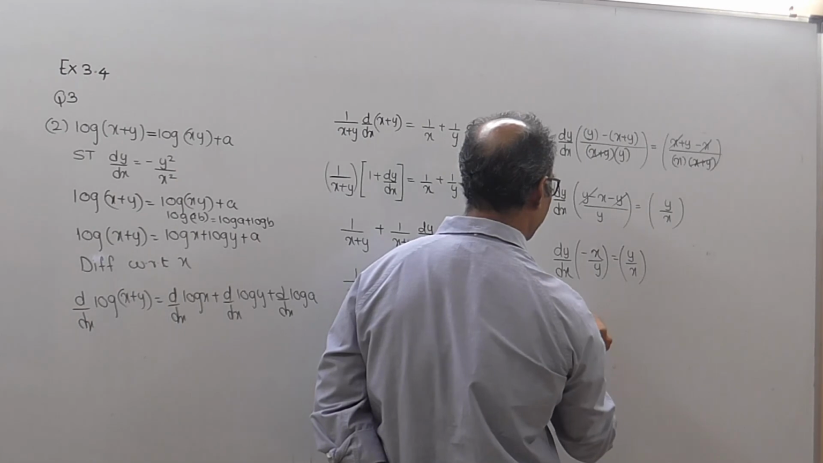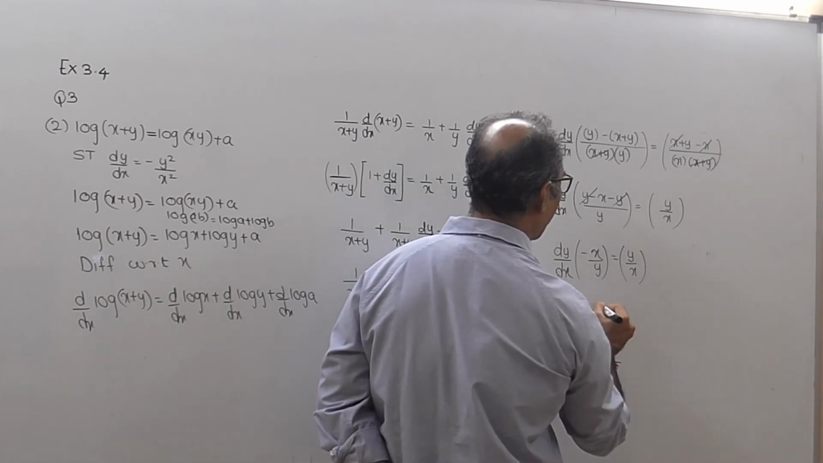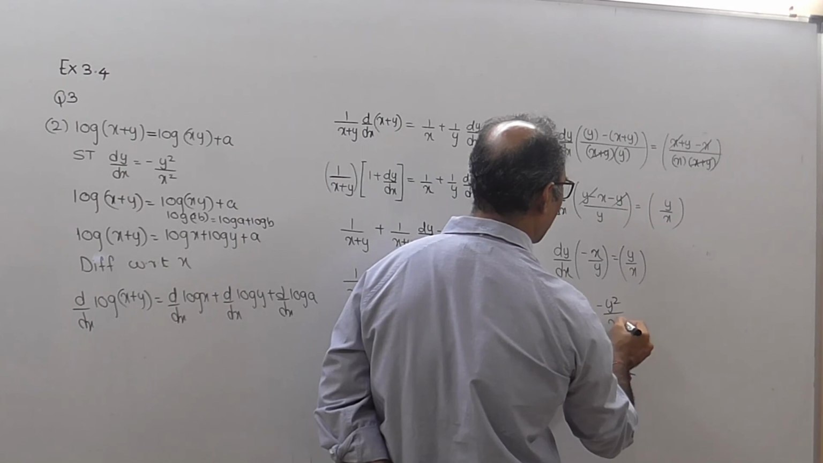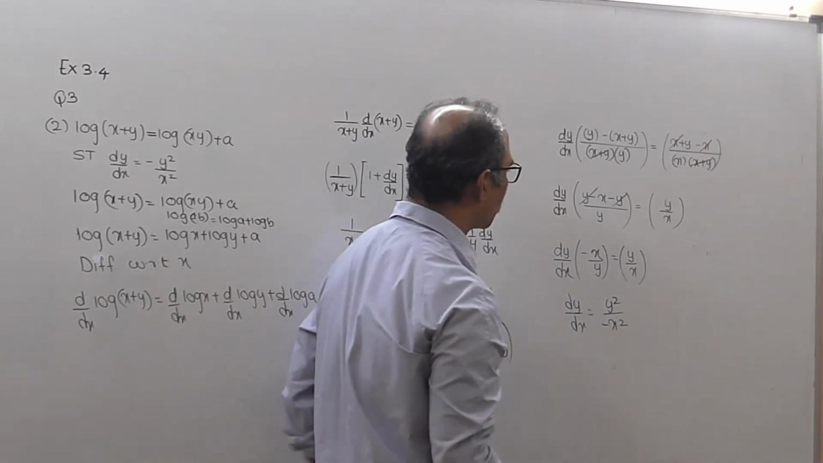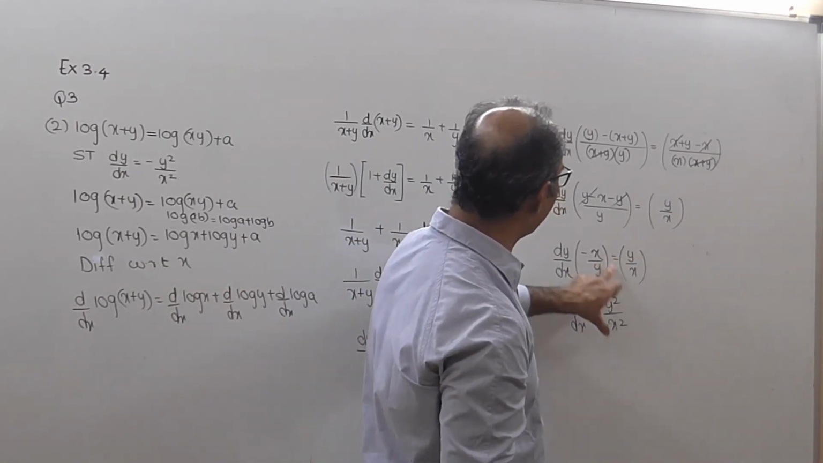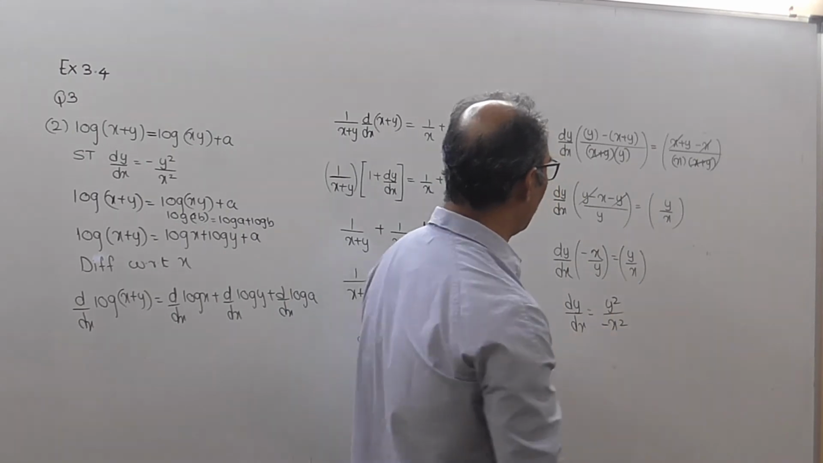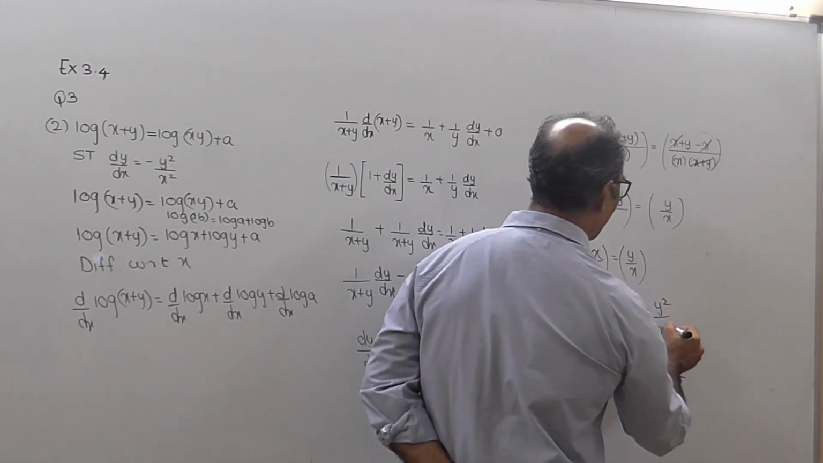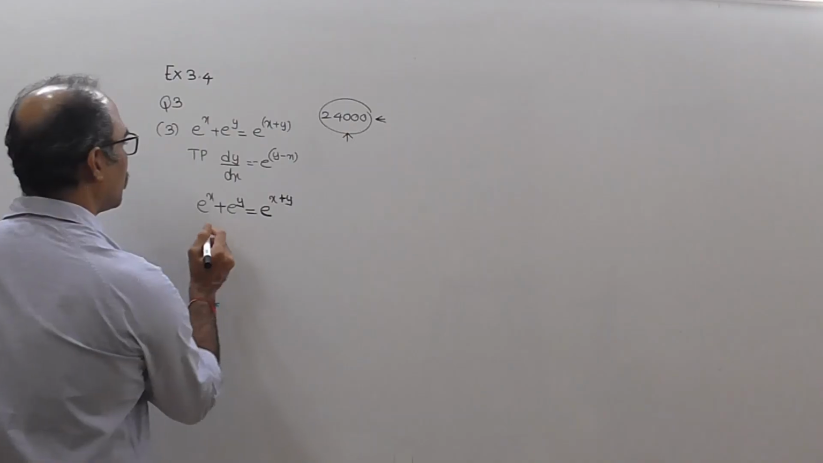So you have dy by dx equal to, cross multiply, you get minus y square upon minus x square, because y into y will give you y square, x into minus x will give you minus x square, and that is equal to minus y square upon x square. This is what you have to prove.